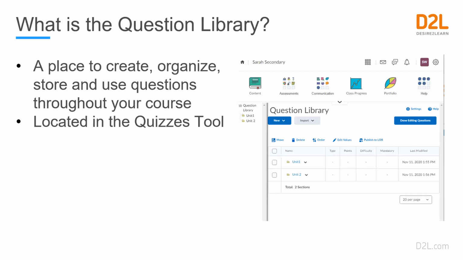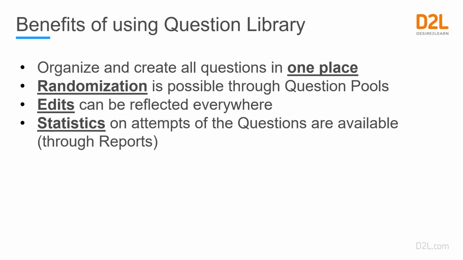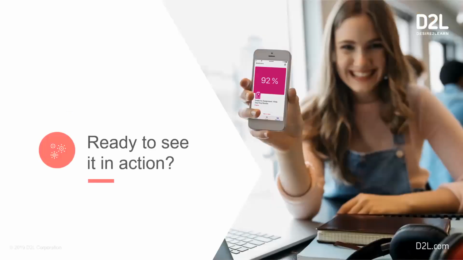So the reason I mentioned the question library, and I want to talk more about it today, is because there's various benefits to using the question library to then fuel into your quizzes. For example, you can organize and create all the different questions in one place. Randomization is possible through question pools. That's a workflow that we're going to walk through today. Edits that you make to these questions will be reflected in the other places that they're there. And you can also get statistics on attempts of the questions through the reports. So it's a great baseline to create your quizzes from. So that's all I wanted to say before we jumped into the platform.